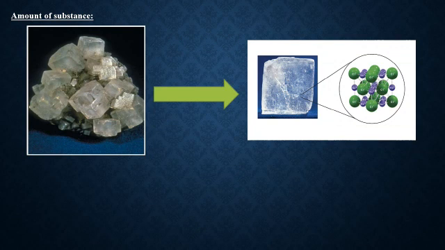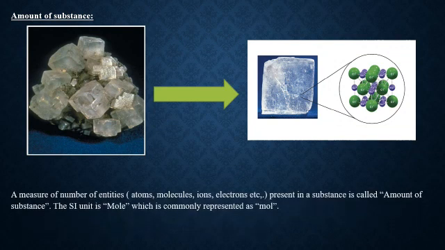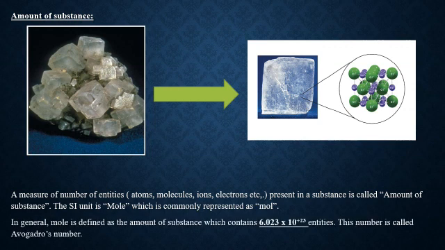Thus, a measure of number of entities, that is the atoms or molecules present in a substance, is called amount of substance. The SI unit of this is mole, which is commonly referred to as mol. In general, a mole is defined as the amount of substance which contains 6.023 x 10^23 entities. This number is also known as Avogadro's number, which is something important to be noted.